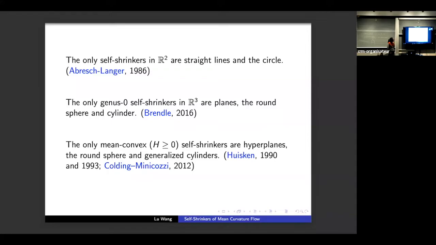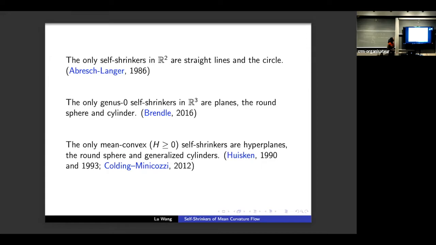They studied self-shrinkers in R2. In this talk, the self-shrinkers we consider are hypersurfaces, so our definition of hypersurface is very restricted: it is a codimension-one properly embedded submanifold in R^(n+1). Under this assumption, they classified self-shrinkers in the plane: they have to be straight lines or the round circle. On the other hand, in the same paper, if you allow self-intersection, they also produce a family of beautiful examples of immersed self-shrinkers. So this is basically the story in one dimension.